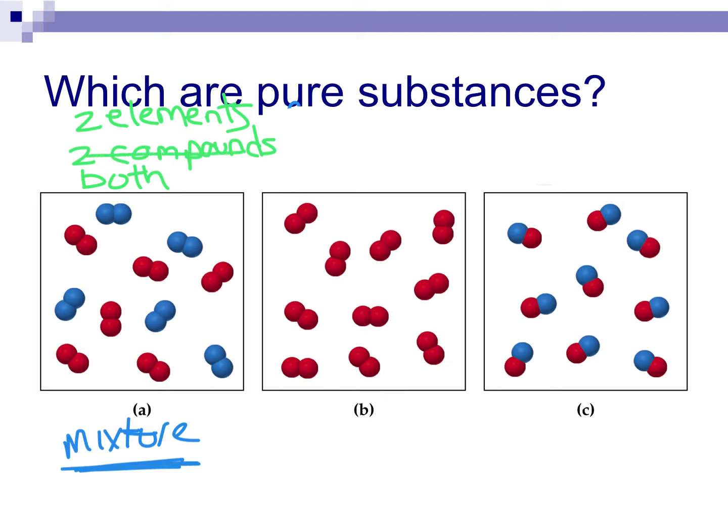I hope you picked two elements, because what that is, there's a diatomic element, a blue one, and a diatomic element, that's the red one. That is two diatomic elements mixed together.